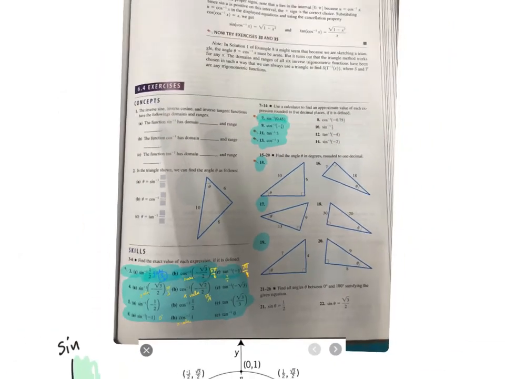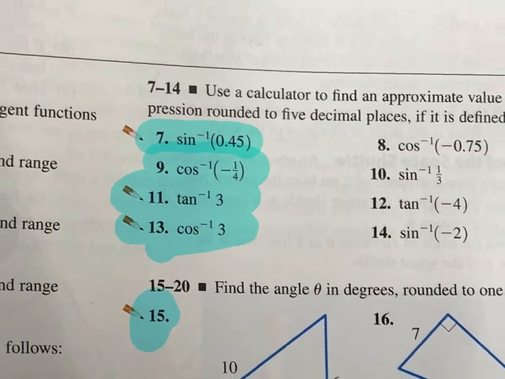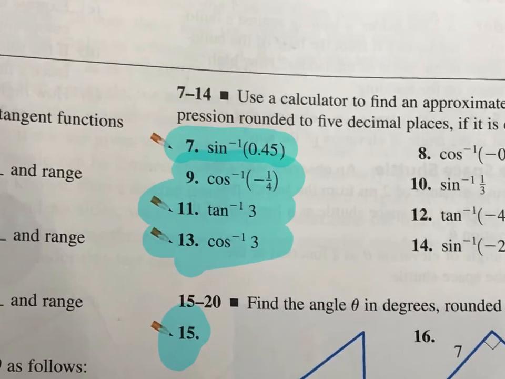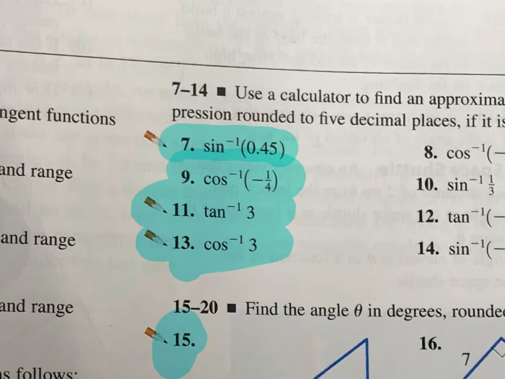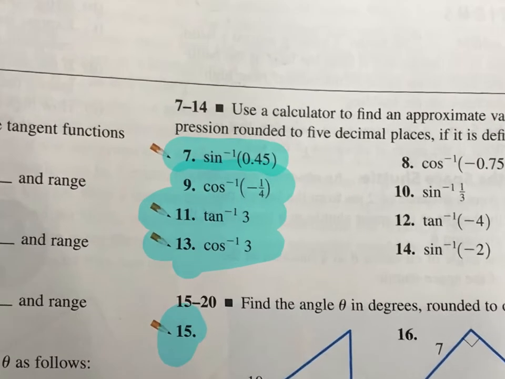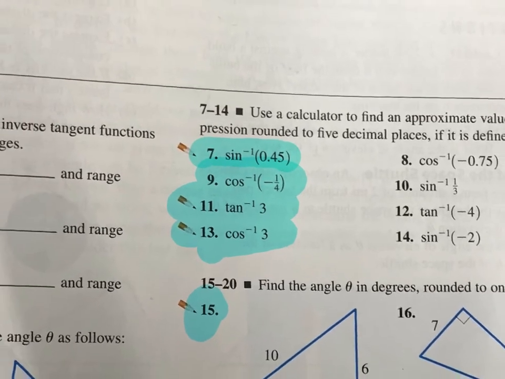If we come over here and they're asking for approximate values of each expression rounded to 5 decimals, this is where we have to use our calculator, and we're going to be in degrees and radians. So if I do second sine of 0.45, that gives me about 26.74368. And if I was going to change to radians, I would be at 0.4667.